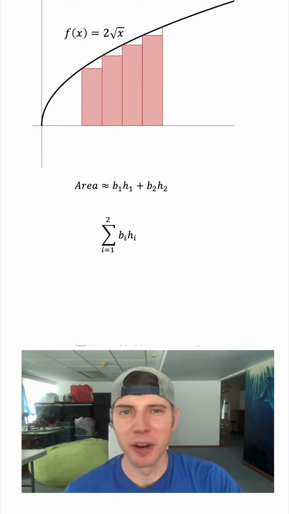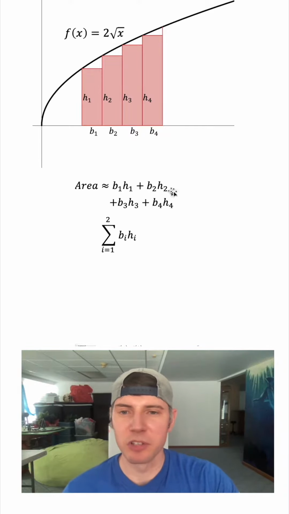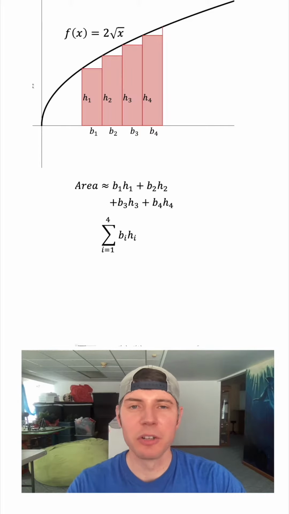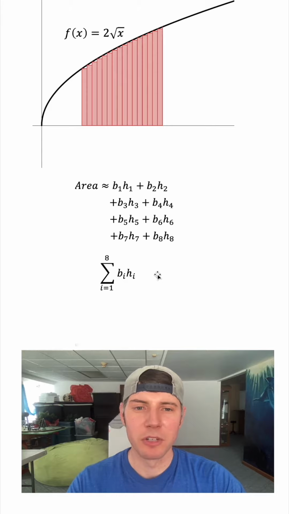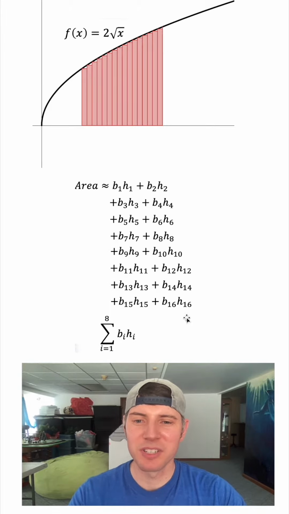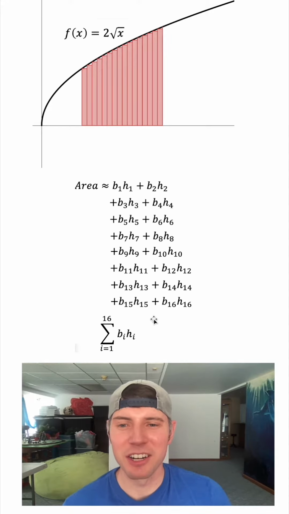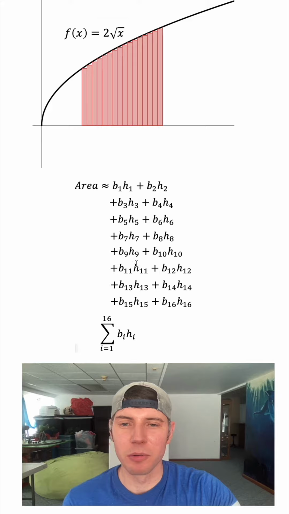Next, let's do four rectangles. Here are all the bases, and here are all the heights. To add all these up, it will just have four of them, or we can change the sigma notation and make this a 4. We can do it again with 8 rectangles, which would make 8 here, or change this to an 8. We could do it with 16, which would add up 16 of these, or change our sigma notation to a 16. This shows the advantage of sigma notation. This takes up way less space than this right here. So let's get rid of all this stuff.